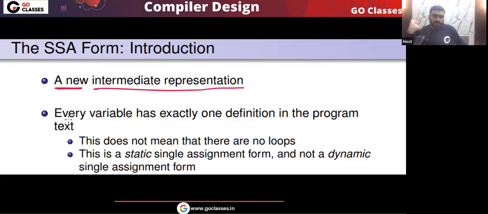So you can see every variable has exactly one definition in the program text. Notice this word, in the program text, every variable has exactly one definition. This does not mean that there are no loops. I told you. This is static single assignment, not dynamic. Okay, now let's move on.